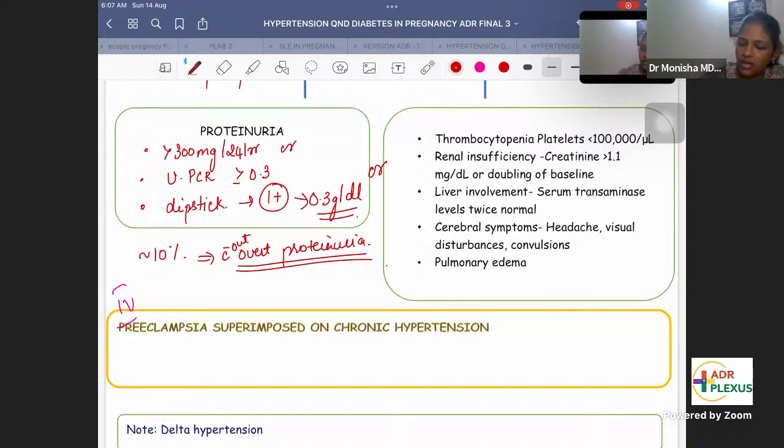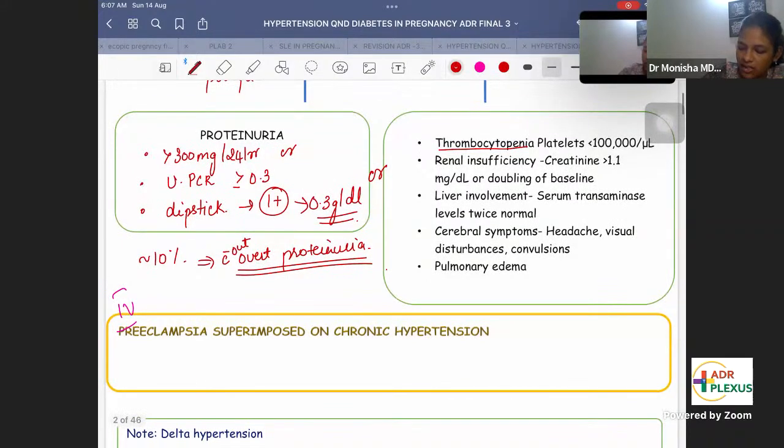What are the other things? Next, the other criteria that are considered: thrombocytopenia, where the platelet count is less than 1 lakh; renal insufficiency, where the creatinine level is more than 1.1, or the doubling of the baseline; and an increase in the serum transaminase level, that is liver enzymes get elevated to twice the normal levels. They might present with headache, blurring of vision, or even with convulsions. And then the last one is pulmonary edema. All these are the imminent symptoms.